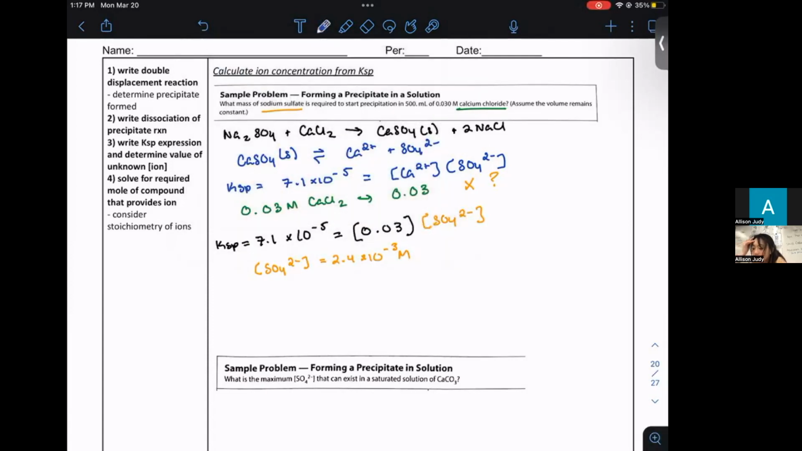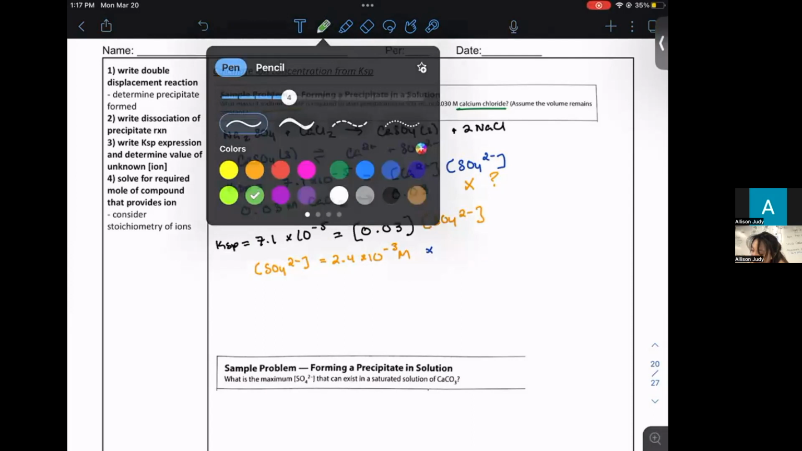So now what we're asked though is, what was the mass of the sodium sulfate originally required? And we also have to account for that it's in a particular volume. So we say to ourselves, well, we need to figure out what is the mole amount in a sample of 500 milliliters of this particular molarity. And I'm just going to make this a different color so it shows the different steps.